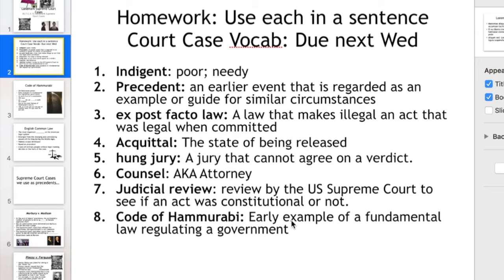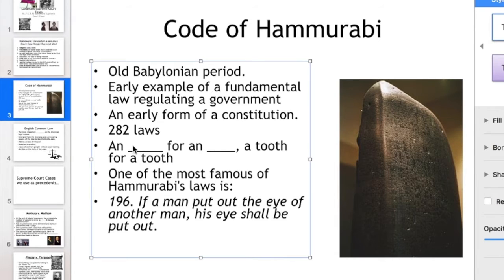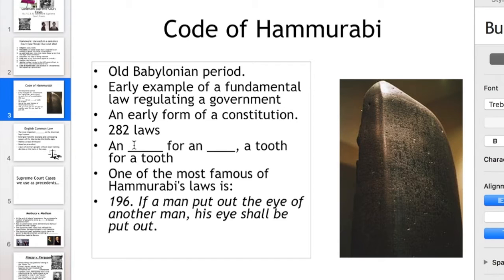And the Code of Hammurabi we will be discussing now. The Code of Hammurabi occurred during the Old Babylonian period. It is an early example of a fundamental law regulating a government. This is one of the earliest forms of a constitution, and it has 282 laws. It is known for a common phrase, an eye for an eye, and a tooth for a tooth, meaning what you do to somebody else, that's going to be done to you.